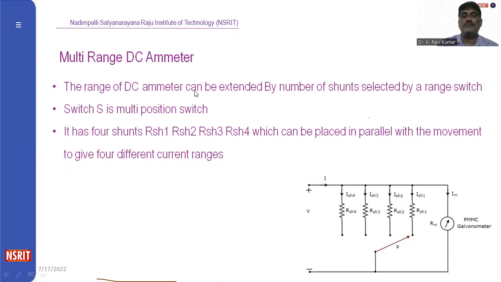The range of a DC ammeter can be extended by a number of shunts selected by a range switch. The switch S is a multi-position switch. It has 4 shunts in this figure, that is RSH1, RSH2, RSH3, RSH4, which can be placed in parallel with the movement to give 4 different current ranges. This one is called a multi-range DC ammeter.